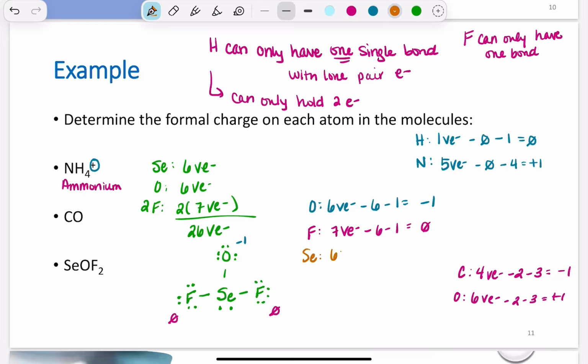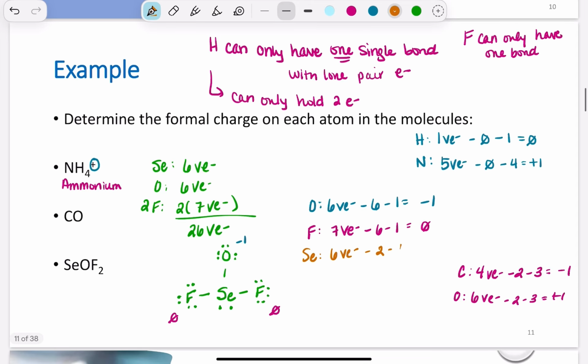And selenium. Selenium has 6 valence electrons. I have 2 lone electrons in 1 pair, so 2 electrons, 2 dots, and 3 bonds. That gives me an overall +1. Now, the structure overall is telling me that +1 -1 equals out to 0, which is correct, but I can minimize that formal charge. And I'm going to do that. I'm going to take one of those lone pairs from the oxygen and make a double bond to the selenium.